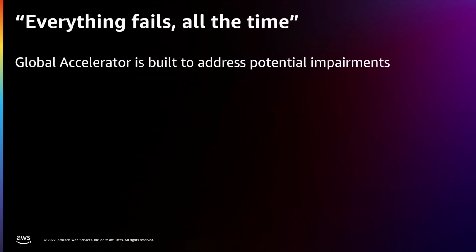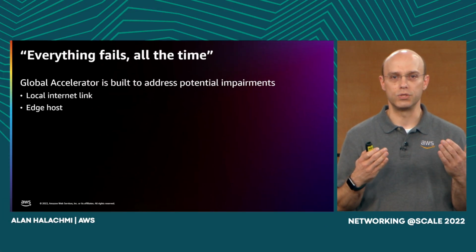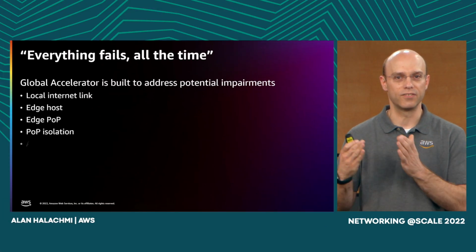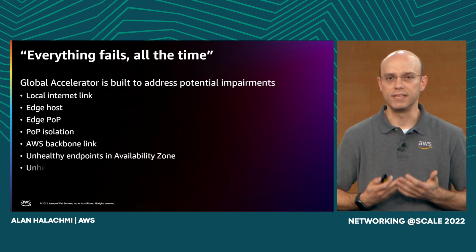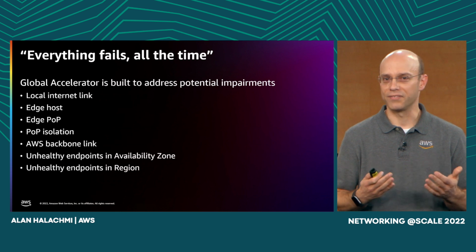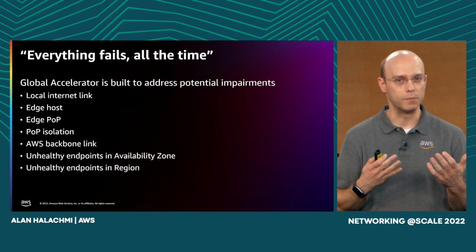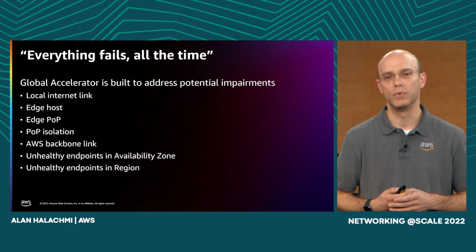Getting availability right on the internet is not simple. Global Accelerator is designed to account for failure at each leg of a packet's journey. Here you can see several categories of failure we account for. While we won't have time to cover all of these scenarios, Akshat and I wanted to cover a few failure modes we think you'll find most interesting.